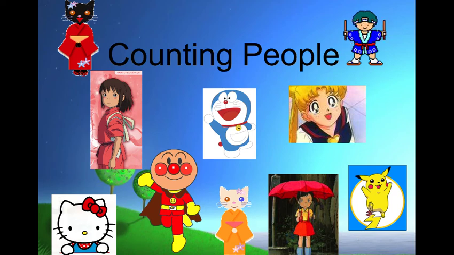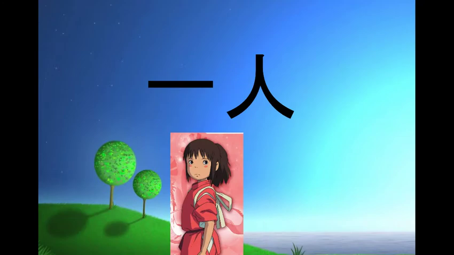In this video tutorial, we're looking at how to count people. Now, when you count things in Japanese, you have to add a counter to the number word, depending on what it is you're counting. In the case of people, you add nin, but it's not quite that simple because the first two are exceptions to the rules.